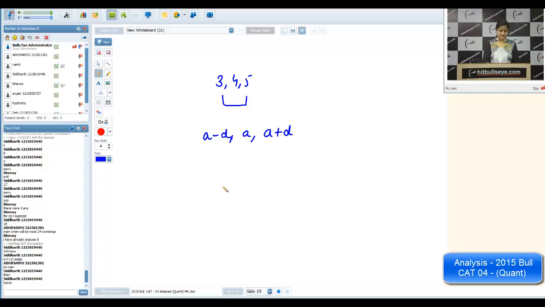Yes, Siddharth, Heron's formula. Because I don't know how to find, if we take a general triangle consisting of A minus D, A, A plus D sides, we don't know what is the height here, because we are not considering it to be a right angle triangle. Is it okay?